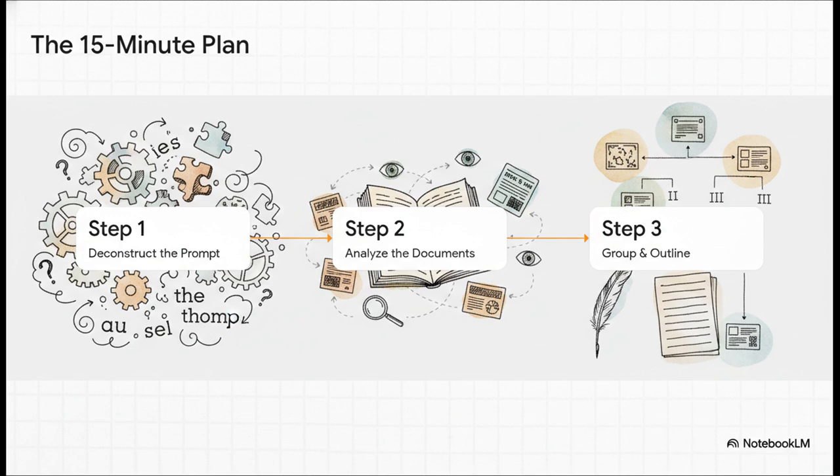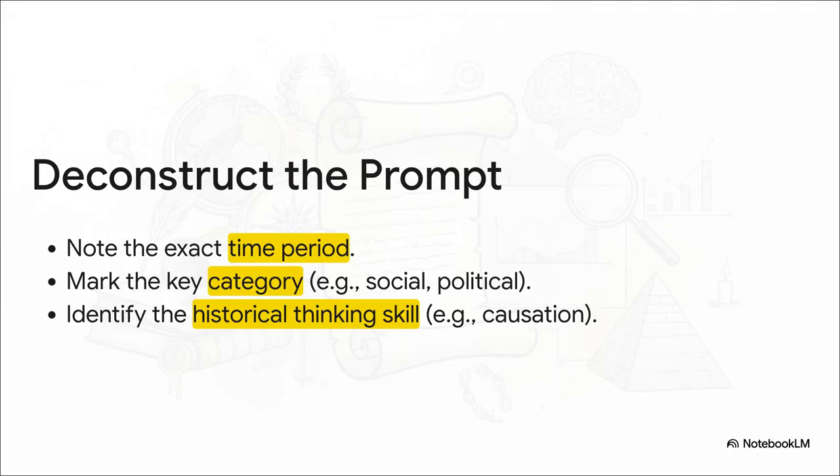First, you've got to tear that prompt apart to figure out exactly what it's asking. Second, analyze those 7 documents. And third, group them into categories that will literally become the skeleton of your essay. So, when you're deconstructing the prompt, you're hunting for 3 things. First, the dates. Get them right. Second, the category. Is it asking about social stuff, political causes, economic changes? Because if you write a killer political essay for a prompt about social effects, you're going to lose points.